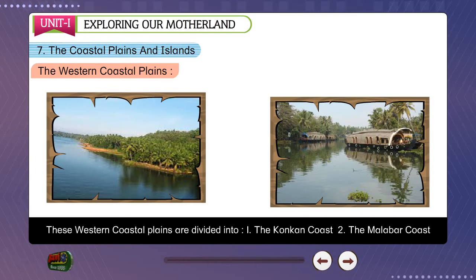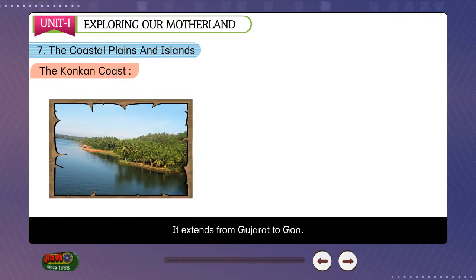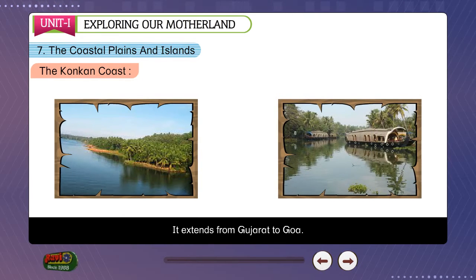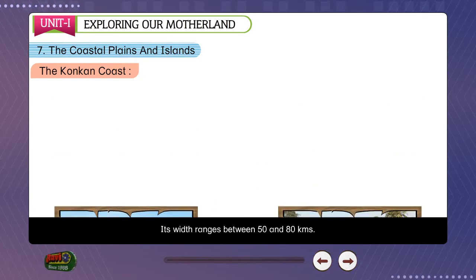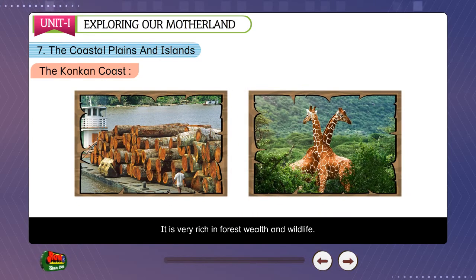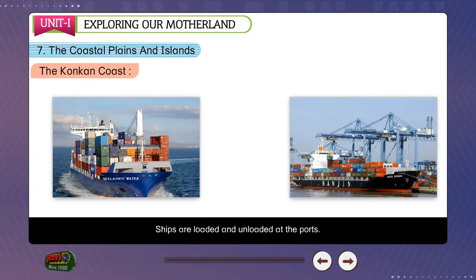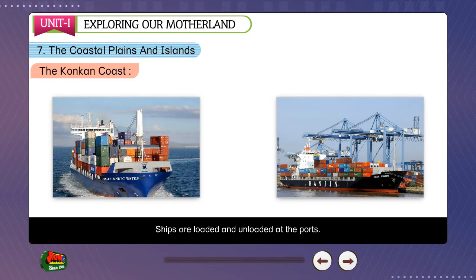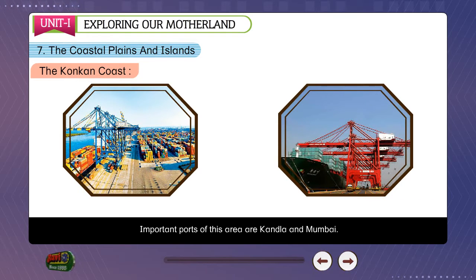The Konkan coast. It extends from Gujarat to Goa. Its width ranges between 50 and 80 kilometers. It is very rich in forest wealth and wildlife. Ships are loaded and unloaded at the ports. Important ports of this area are Kandla and Mumbai. This coast is rich in petroleum and oil wells.